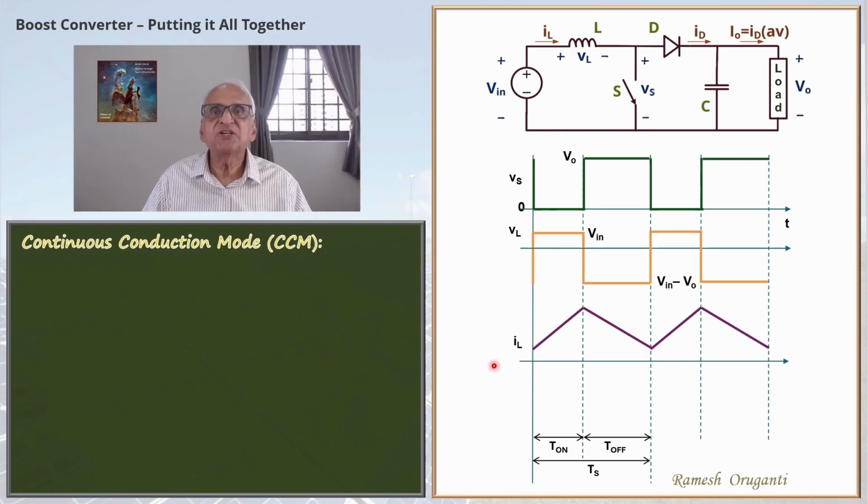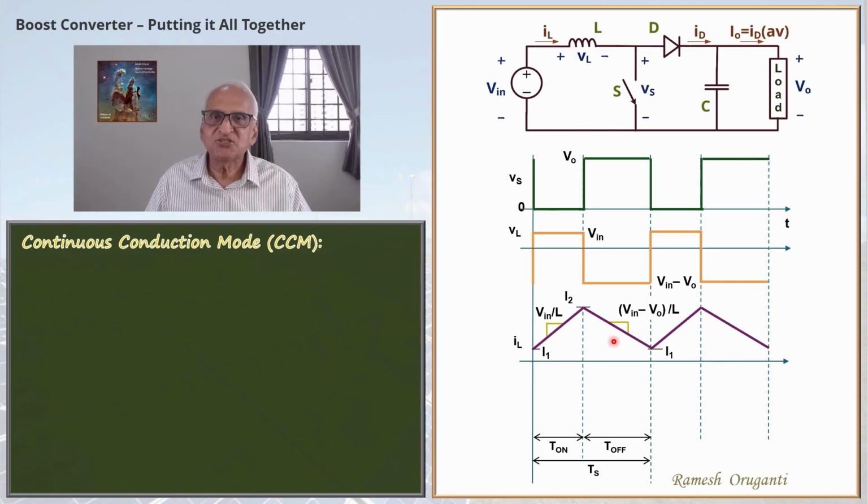Because the operation is under CCM, the inductor current stays above zero throughout the cycle. Starts from some value I1, goes to I2 at a slope of Vin by L. Vin is the voltage applied across the inductor, so the slope up is Vin by L.